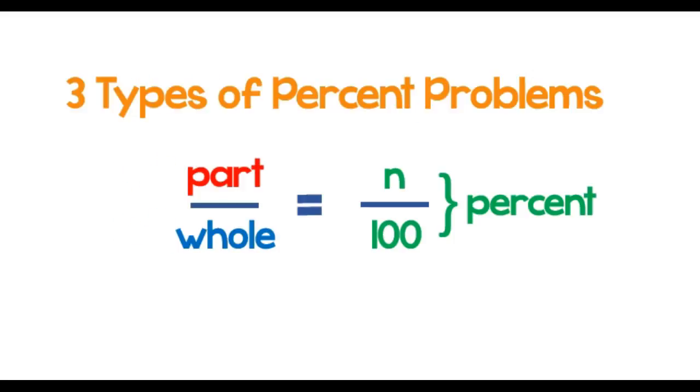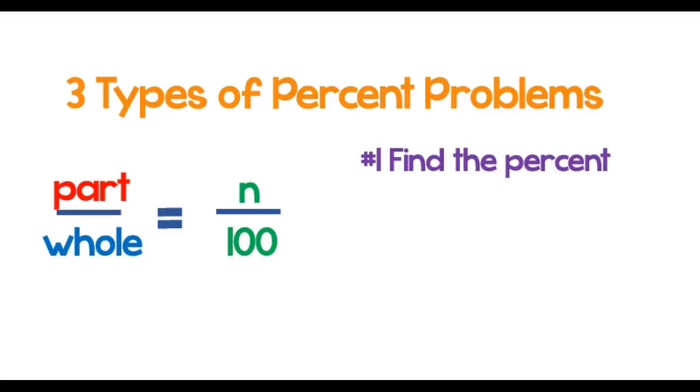So there are 3 different types of percent problems because there's 3 different numbers that could be missing. So for example, you could be solving to find the part, the whole, or the percent itself. The 4th number in the percent proportion is always 100, since that's what percent means. Percent means per 100. So let's go back and we're going to go through each of the 3 types of problems. The first problem is where you find the percent.